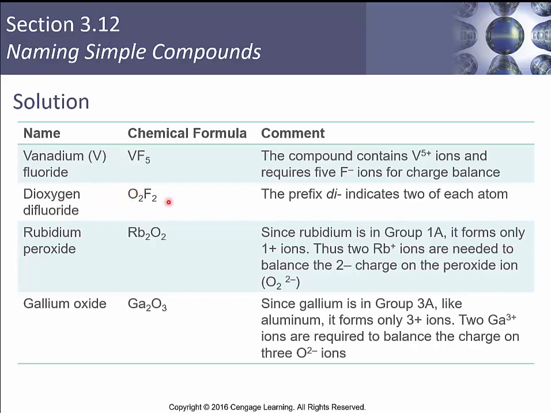Rubidium peroxide: since rubidium is group 1A, it only forms +1. Thus the two rubidium ions need to balance out the -2 charge on the peroxide ion, O2 2-. So we end up with Rb2O2. Gallium oxide is going to be Ga2O3. Since gallium is in group 3, it only forms +3, just like aluminum, and oxygen is 2-. So drop and swap: Ga2O3.